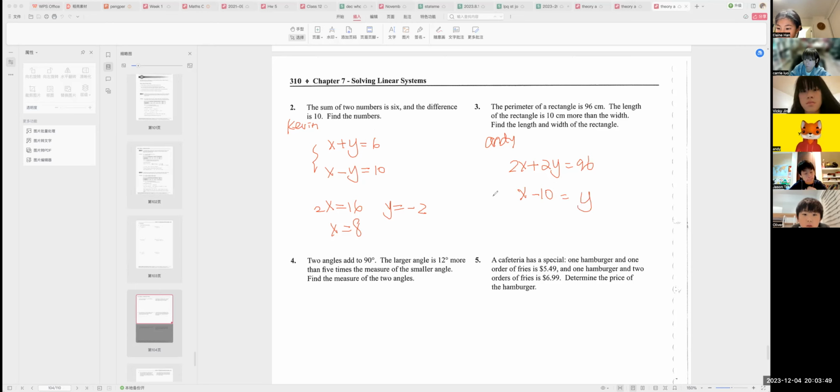Very good. Get it, everybody? Okay, so 2y equals what? So 2x minus 20. Correct? So now it's 2x plus 2x minus 20 equals 96. So 4x equals 116. So x equals what? Equals 29. Yeah, 29. Very good. y will be 19. Very good, Andy. Good job.